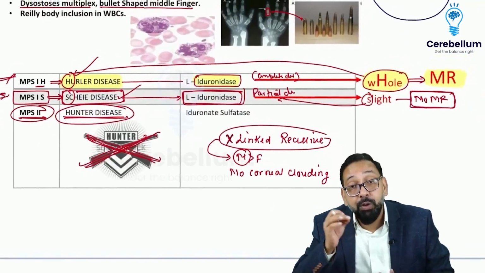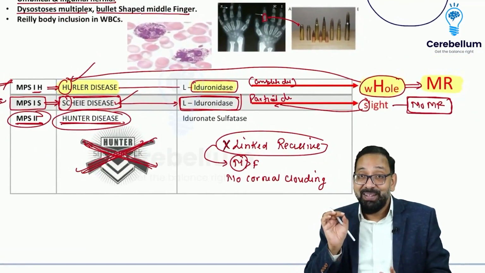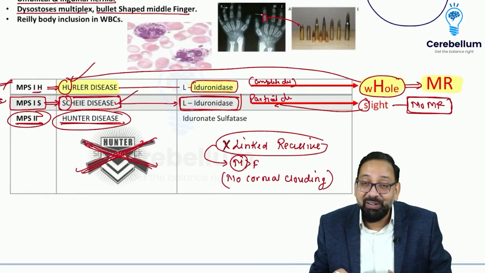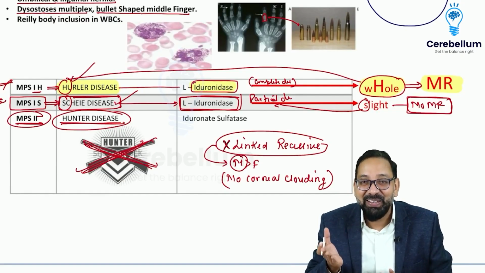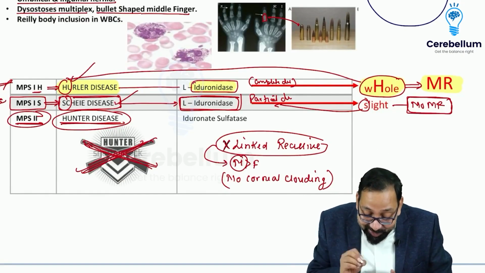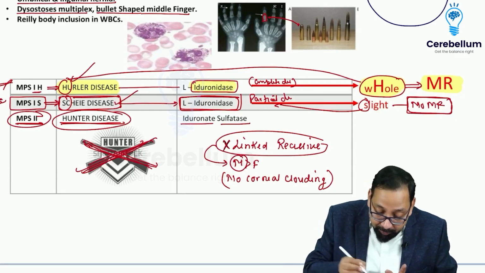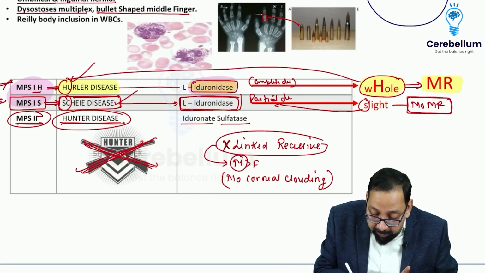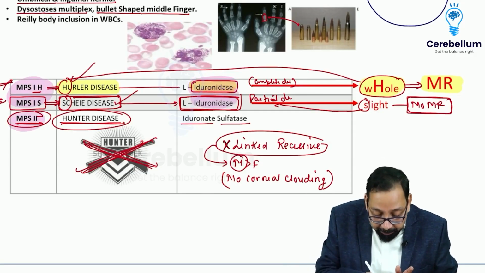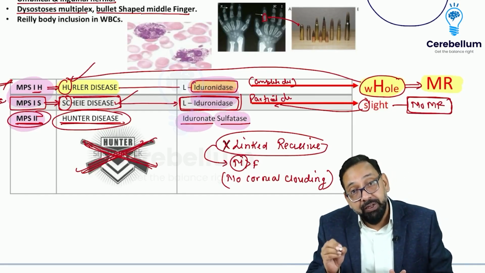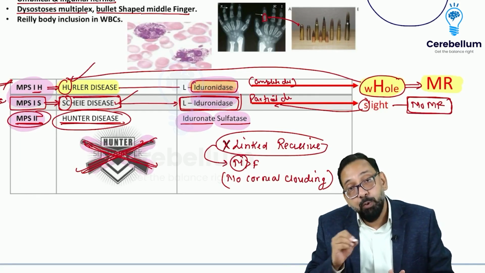If you are going hunting, your vision should be clear. So in Hunter's disease, there is no corneal clouding. If corneal clouding would be there, you would be hunted. In this, the enzyme deficient is iduronate sulfatase. Mnemonic: in type 1, a one-word enzyme is deficient. In type 2, a two-word enzyme is deficient, iduronate sulfatase, X-linked recessive, and it is more common in males.